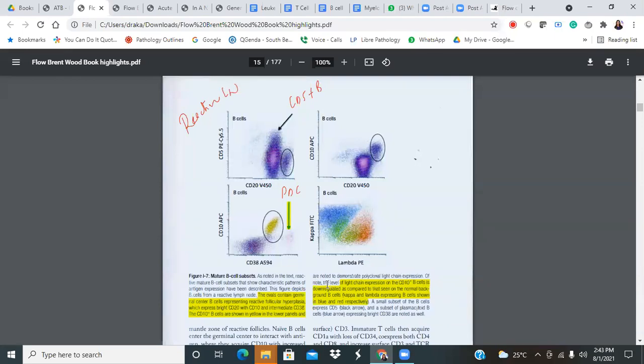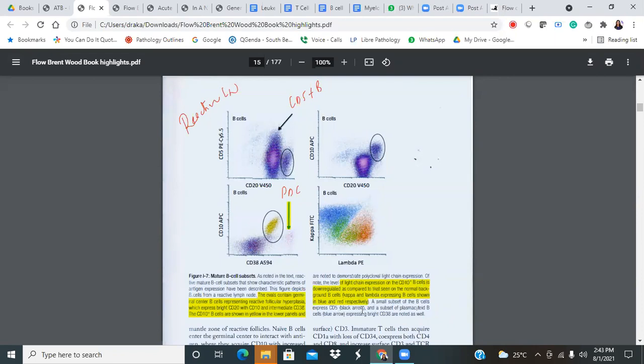And then you see that over here, the light chain expression of the CD10 positive B cells is down regulated, as you see over here in this population, as compared to that seen in the normal background B cells. So these are the normal background B cells that are polyclonal, but you can see over here there is down regulation of the kappa and lambda, shown in red and blue.